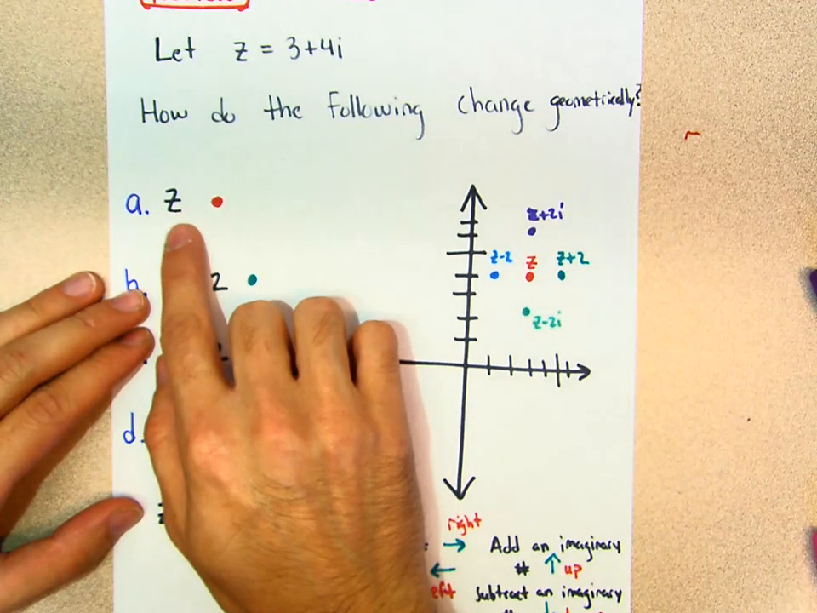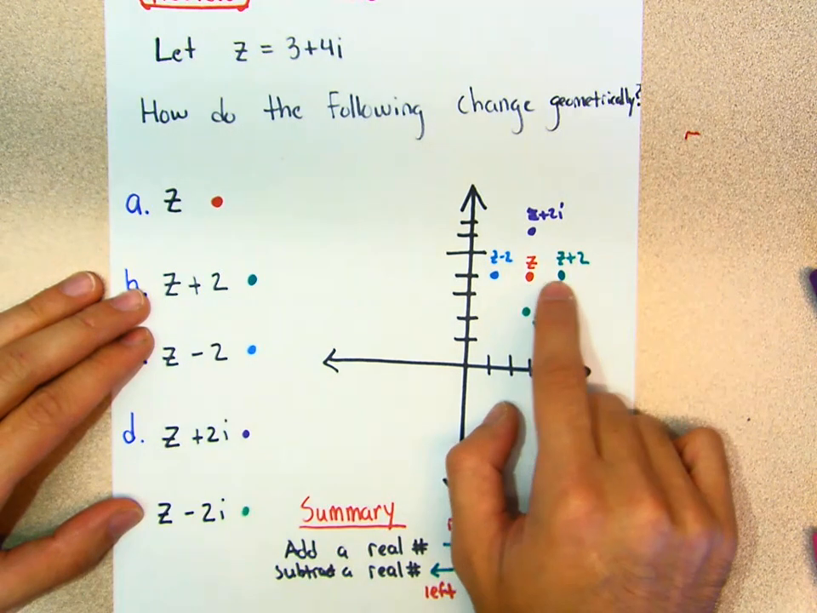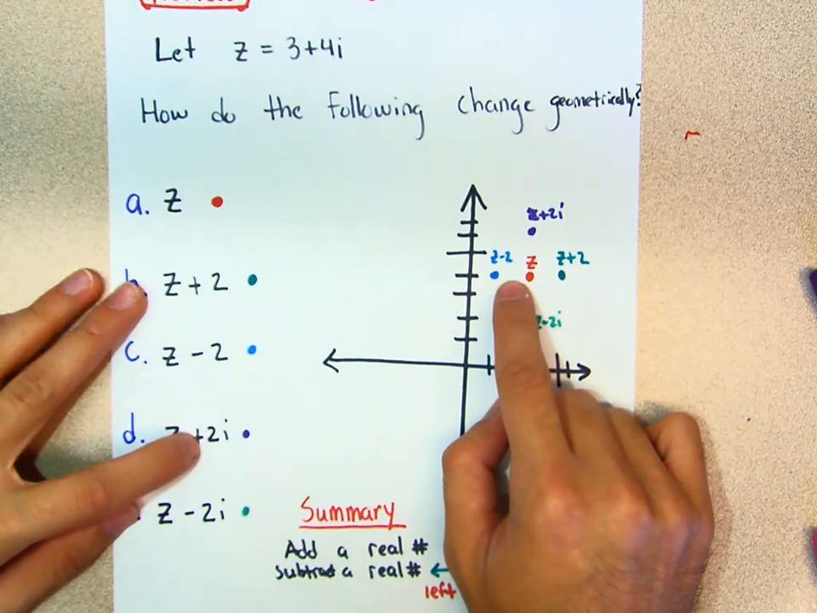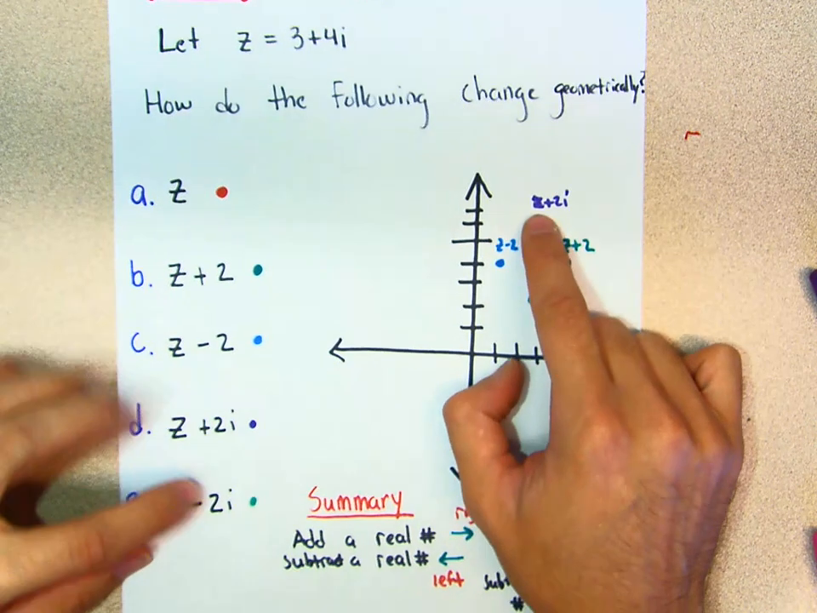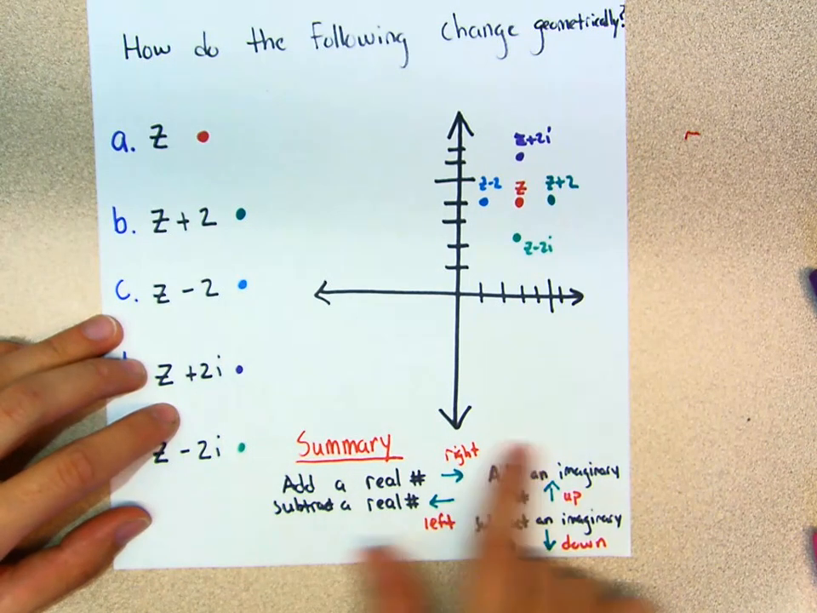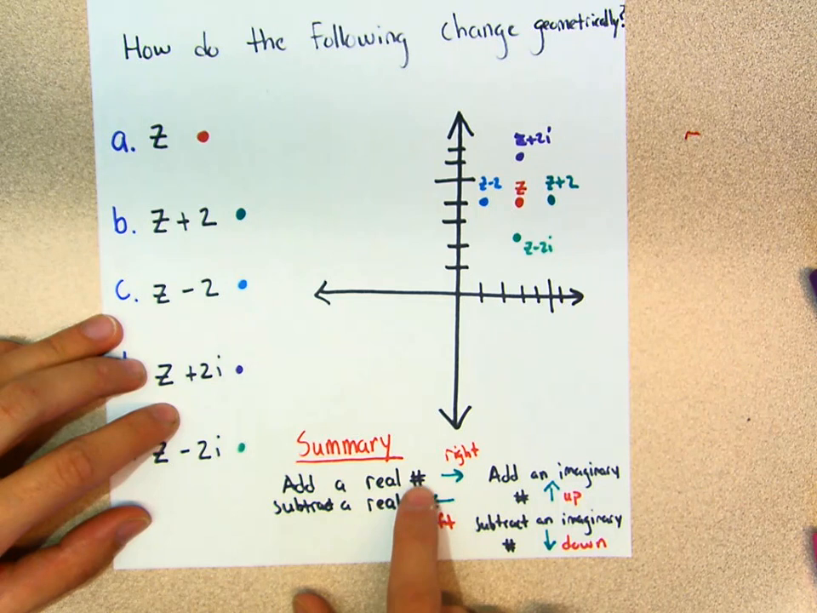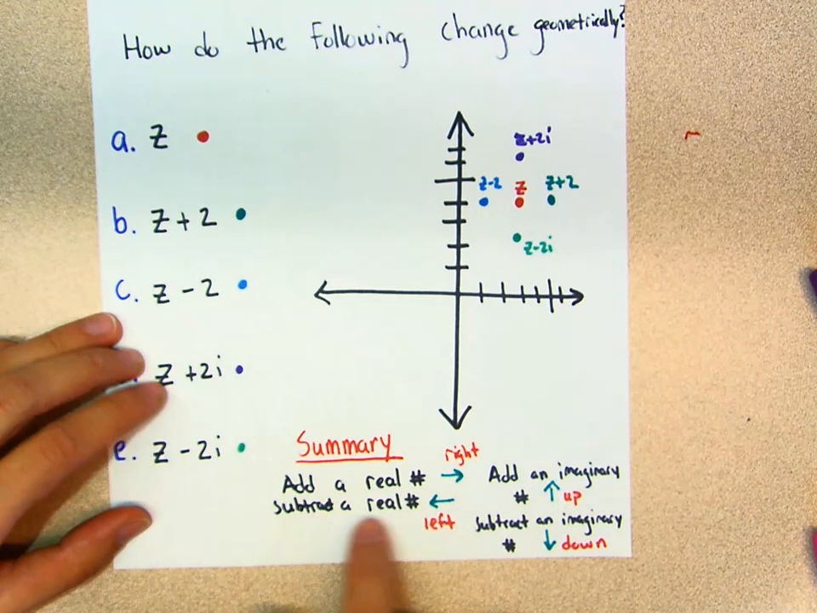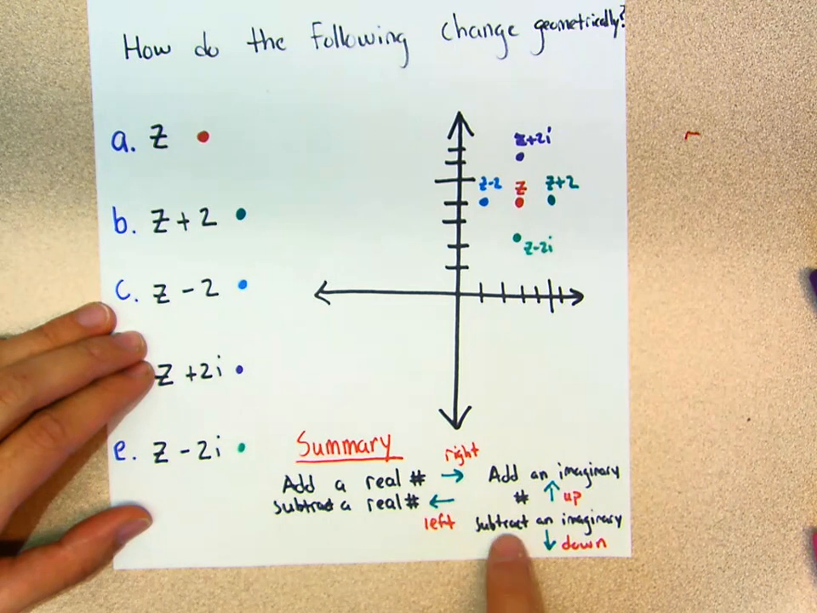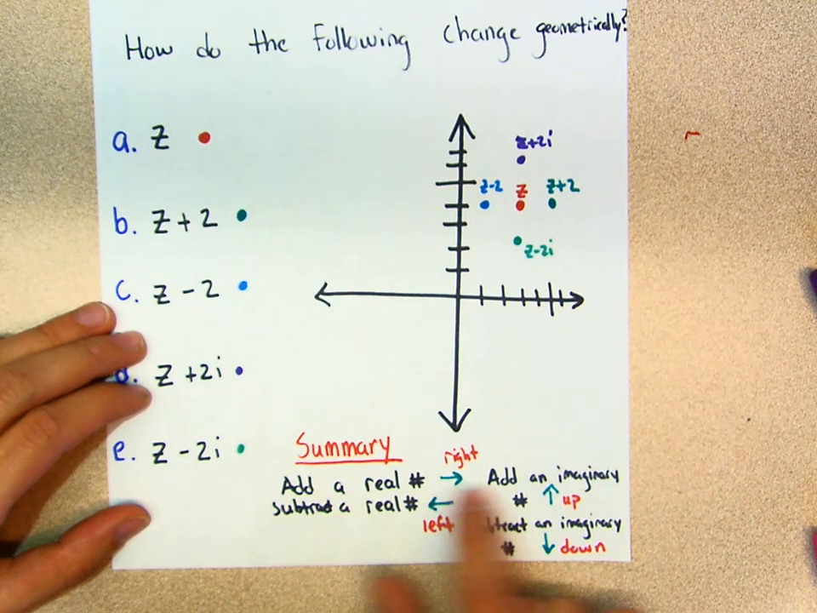I have z, and I add 2 to it. Notice that you went 2 units to the right. If I subtracted 2, I went 2 units to the left. Add 2i, I went 2 up, and if I subtracted 2i, I go down. The main summary we had from the last lesson is, if I want to go right, I need to add a real number. If I want to go left, I subtract a real number. If I want to go up, I add an imaginary number, and if I want to go down, I subtract an imaginary number. So this is what happens when we add and subtract.